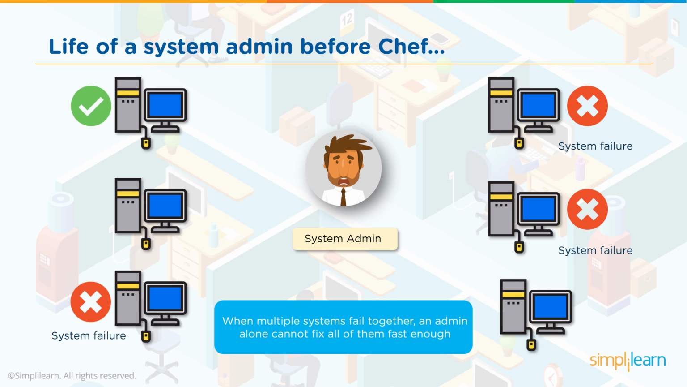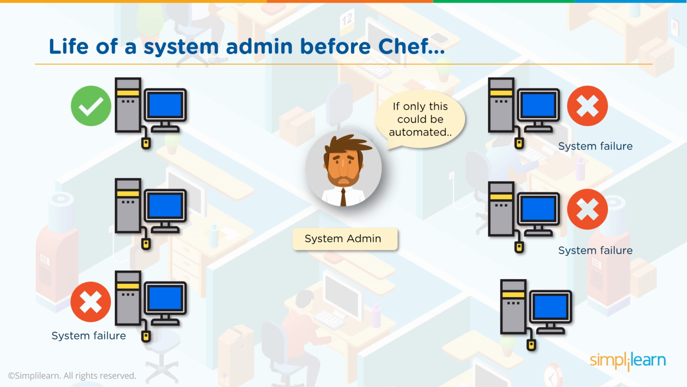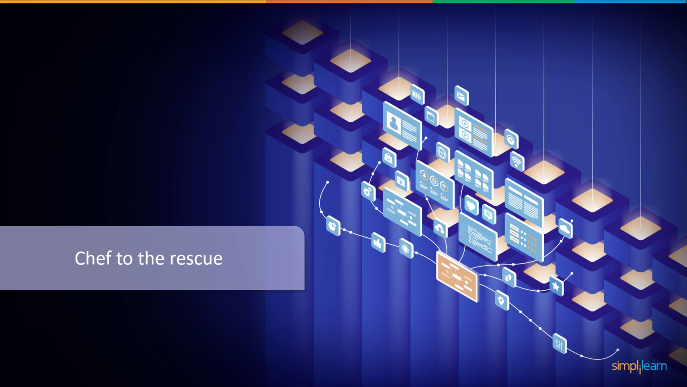When things start getting really difficult, however, is when you have multiple systems and you are not able as a single person to get to all those systems and solve them as quickly as possible. The problem that you start having is that your environments are not in sync. If only this could all be automated. Well, this is where Chef comes to the rescue for you.